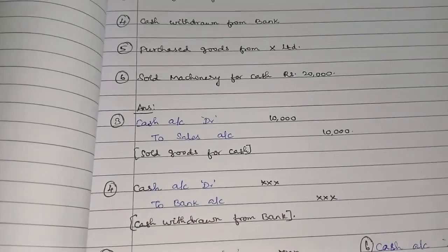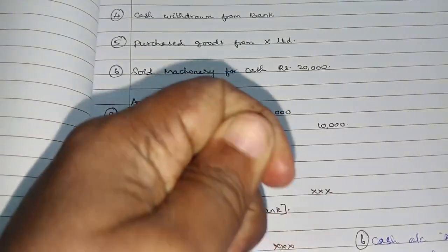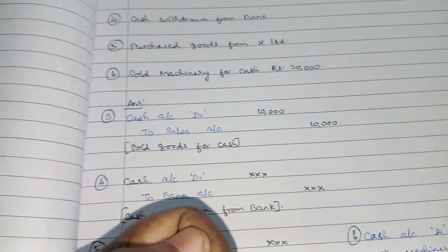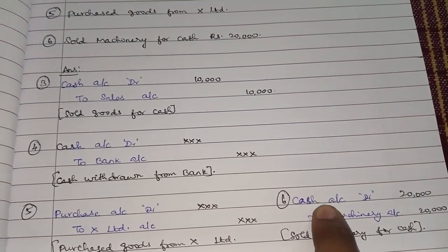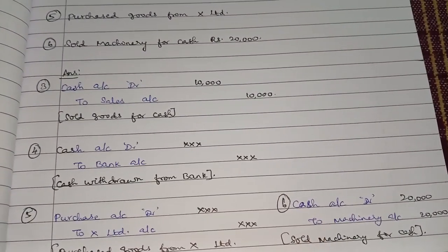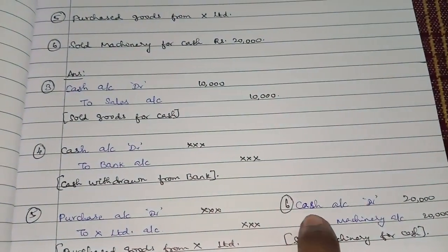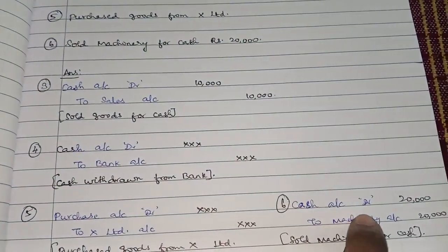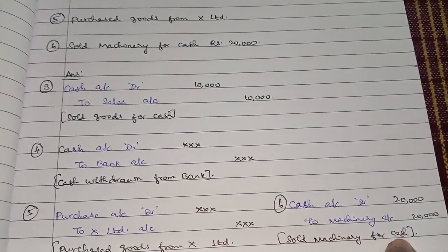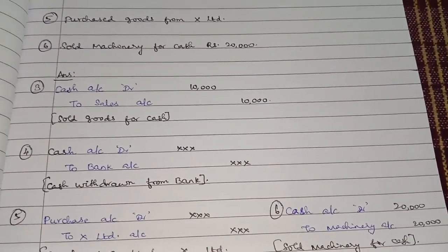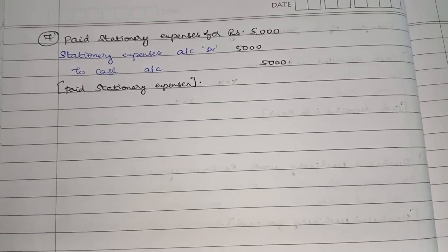The sixth one is sold machinery for cash. You have sold machinery for cash and you have received cash. So cash account debit to machinery account. You have received cash, so you are debiting the cash, and you have given the machinery out. So machinery has gone out and cash has come in. So cash account debit to machinery account. Sold machinery for cash. That's it. The next transaction here is paid stationery expenses.